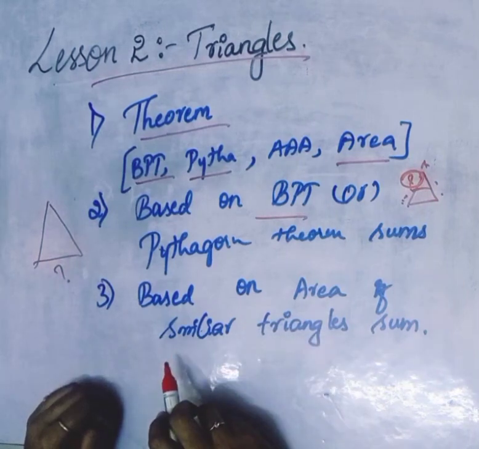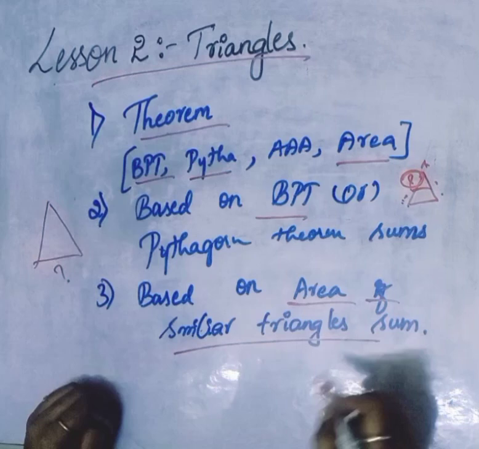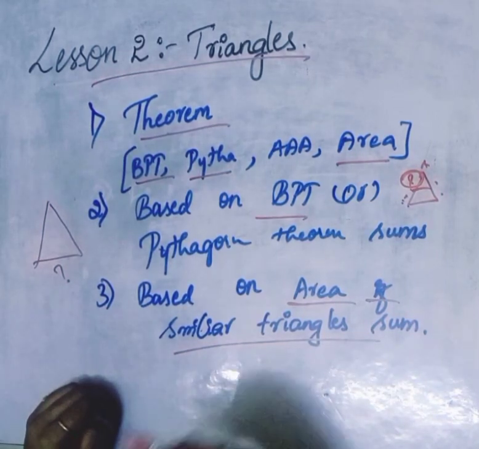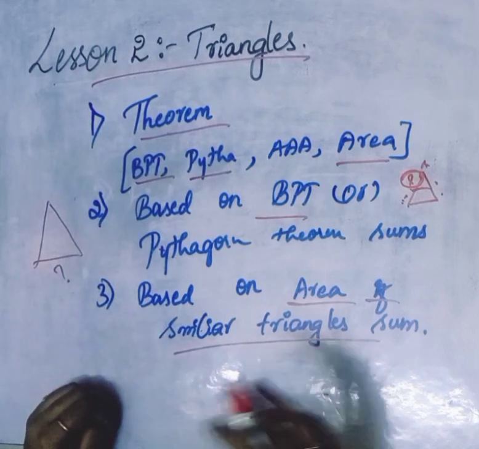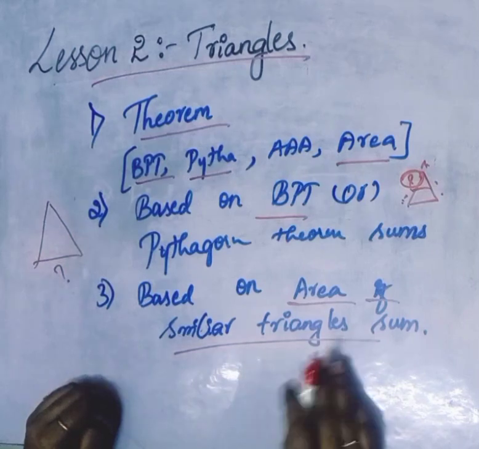Another one is based on the area of similar triangles. In that, you will get the areas and any one side value. You need to go through the theorem, solve the problem based on the theorem, and take the square. They may ask such a sum also.